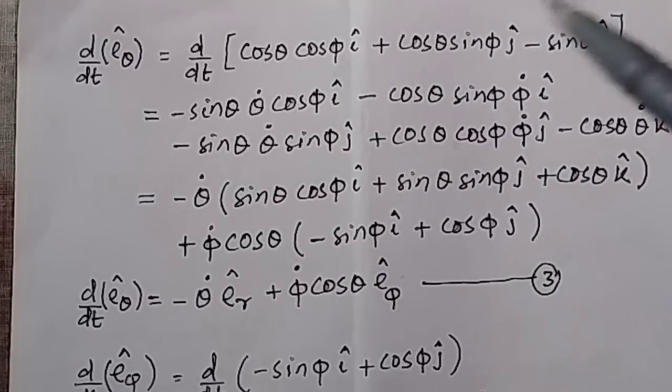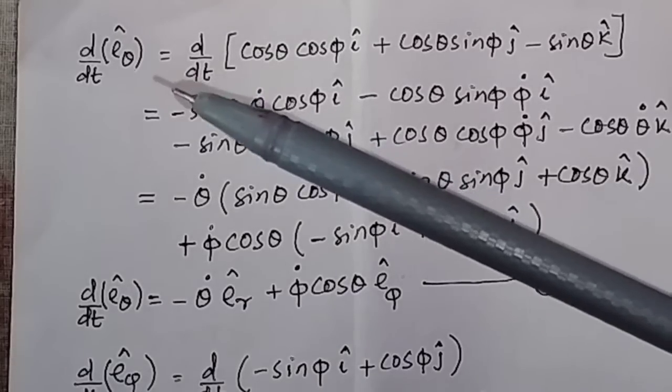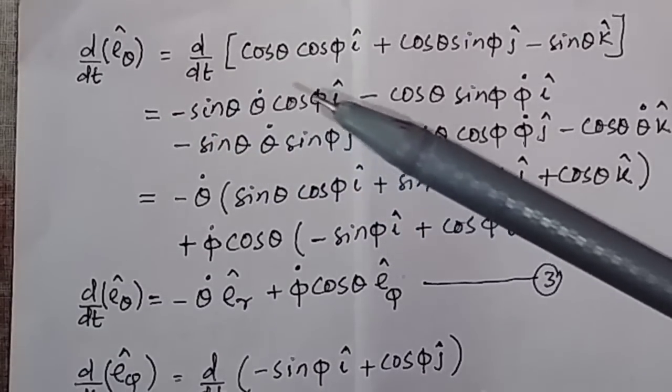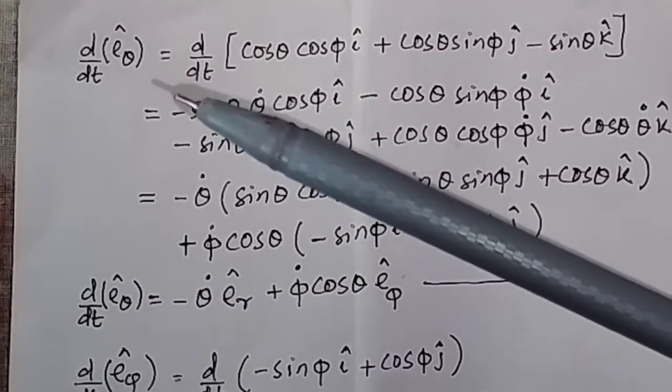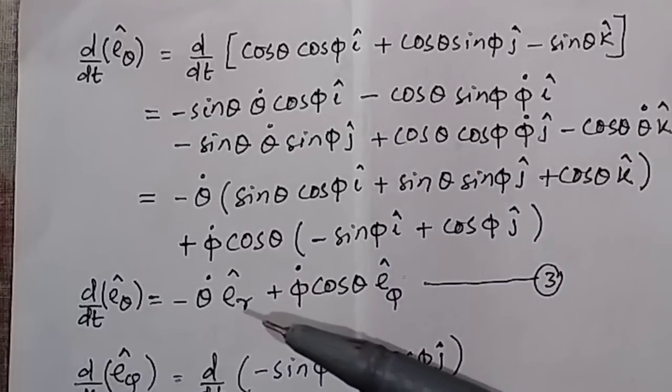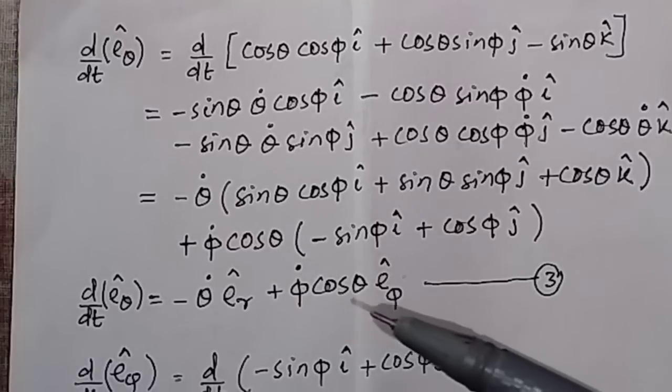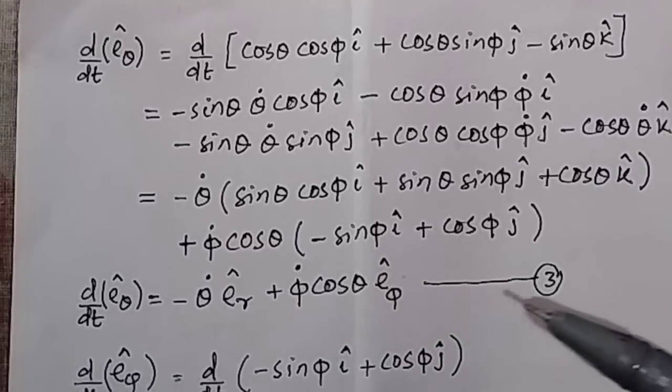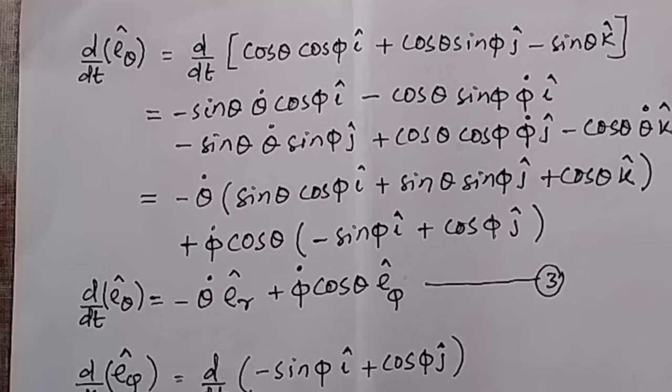Now you find out the value of the derivative of e theta cap with respect to t. If you calculate the derivative of e theta cap with respect to t, that will be equal to minus theta dot er cap plus phi dot cos theta e phi cap. Suppose this is equation number 3.